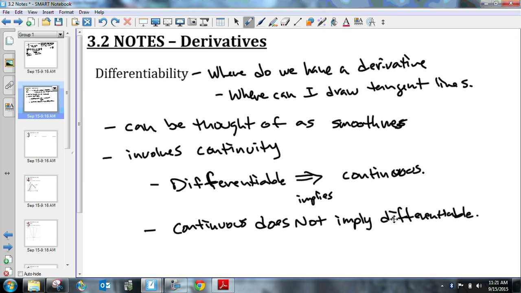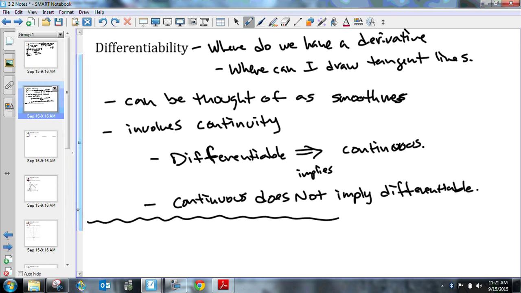When I use that word differentiable, another way to think of it is where can I draw tangent lines? If it's not differentiable, and I use diff to say differentiable, if it's not differentiable, then I can't draw tangent lines, okay?